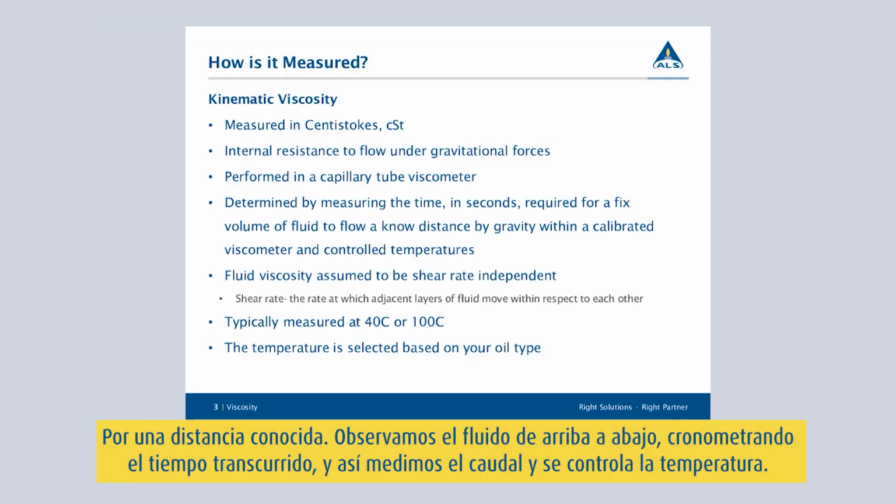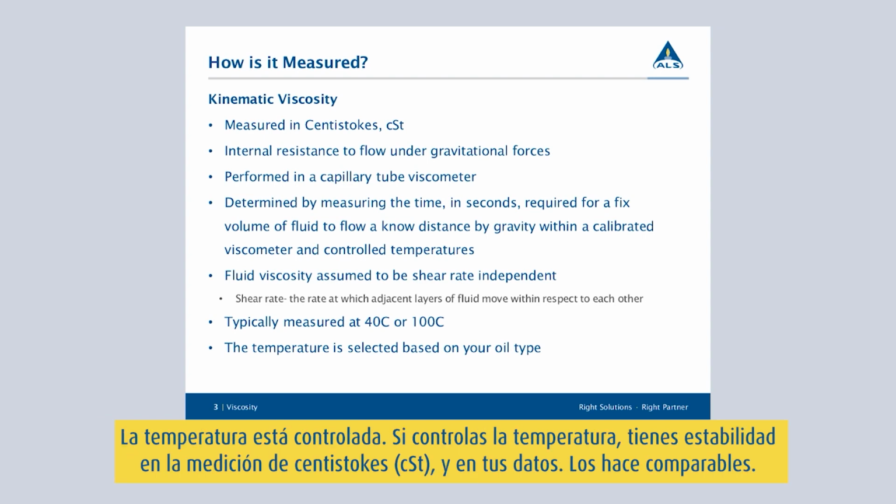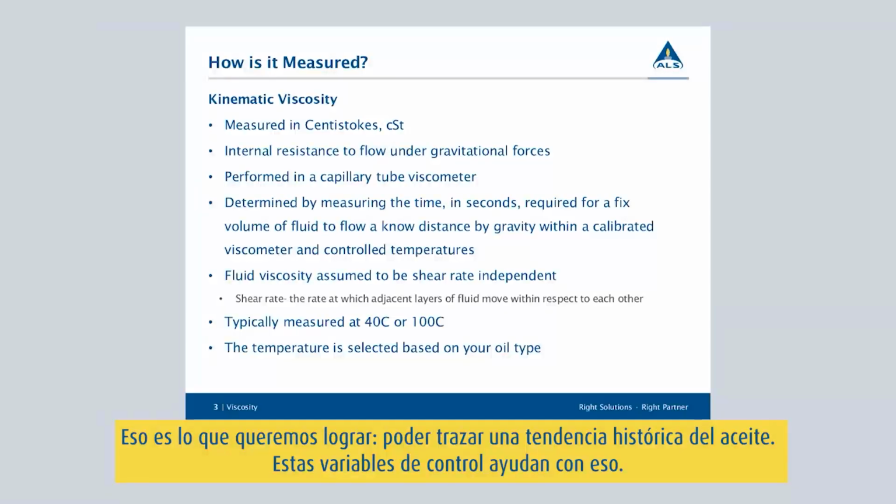And so that's how we look at measuring the flow. And the temperature is controlled. If you control that temperature, then you can control your centistokes and your data and know that it's comparable. And that's what we really get into: you want to be able to trend your history in oil. And so having those controlled variables helps with that.